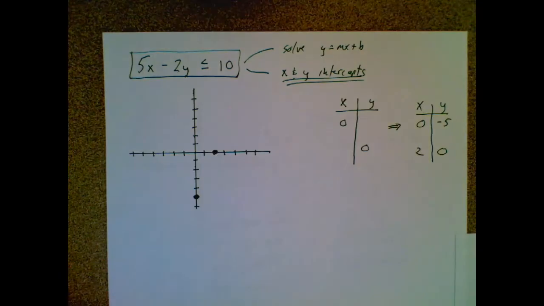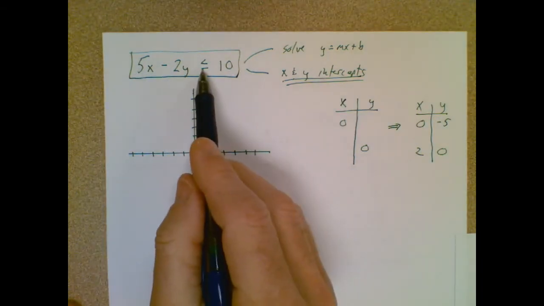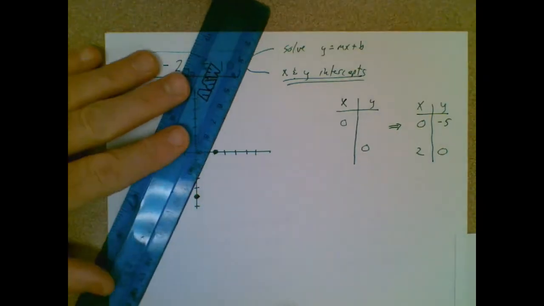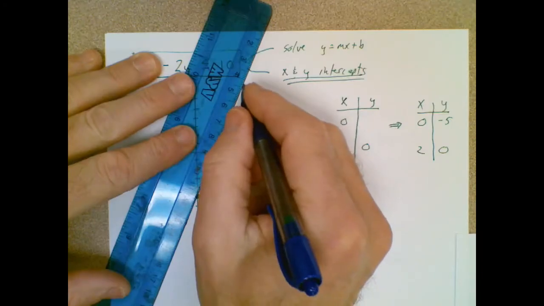The next choice I have to make is, do I have a dotted or a solid line? Because this has an equal sign underneath, I know I have a solid line, so I can choose the solid graph.